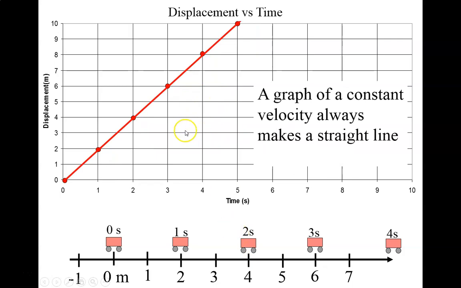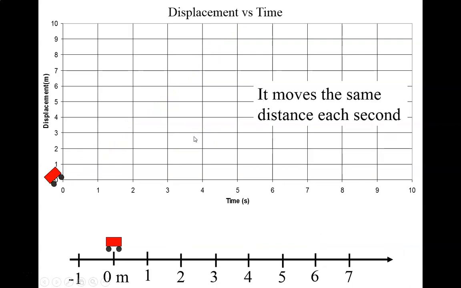If we were to graph this line, we would get a straight line. A graph of a constant velocity always makes a straight line. So that's something you need to know. On a displacement versus time graph, a straight line means a constant velocity. Write that down. So if we were to put this in motion, we can see that we are moving at a constant velocity.